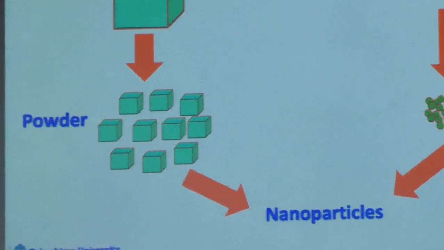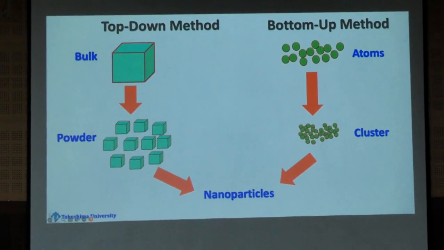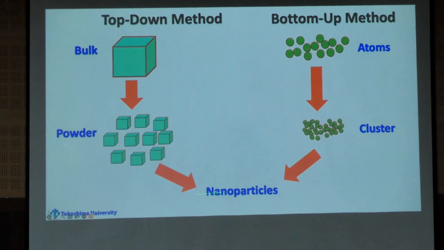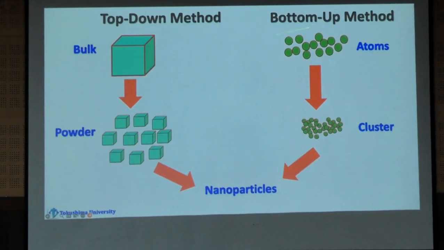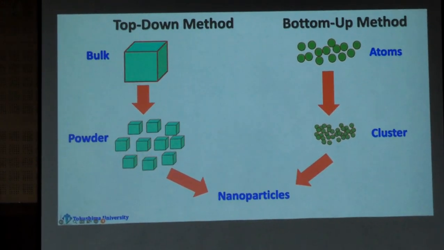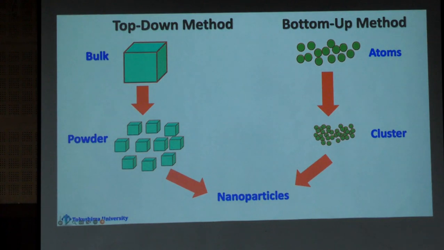So here you remember that the bulk material is bigger, and then you start from the big and end up with the small particle. In case of bottom-up, you start from the clusters, atoms, and then you end up with the nanoparticle.